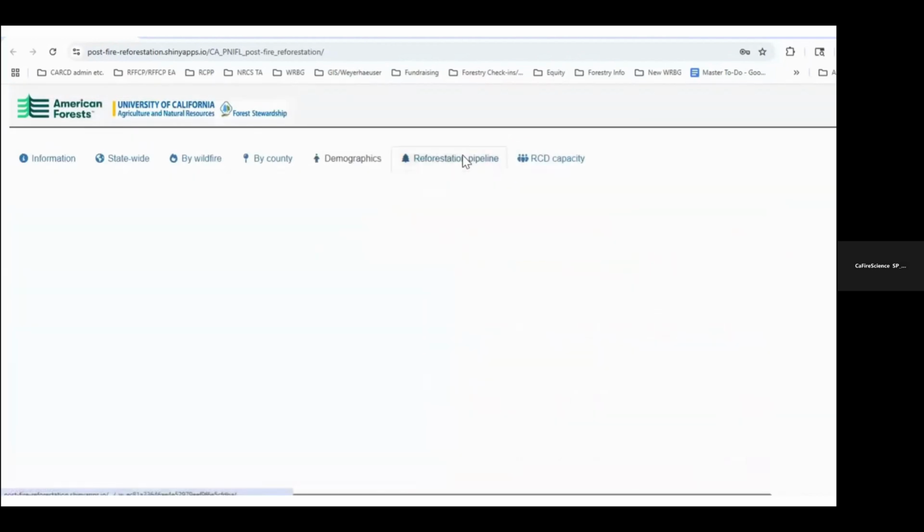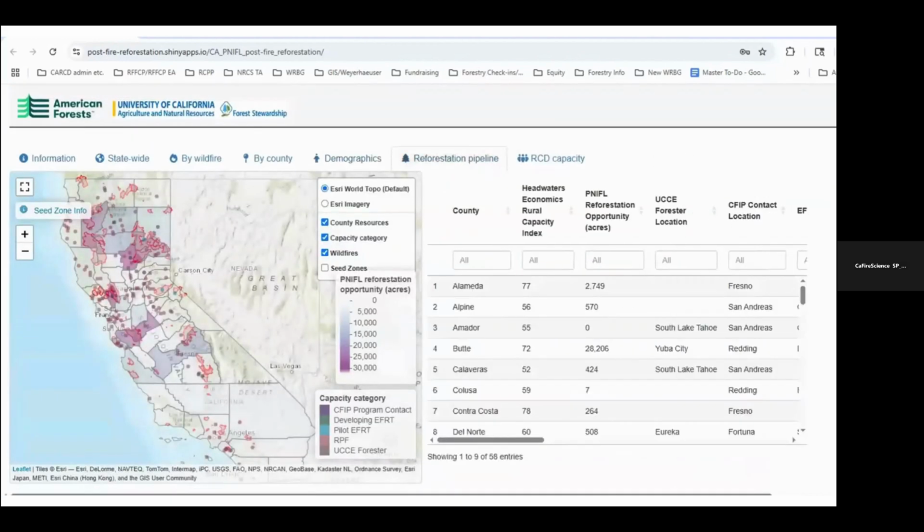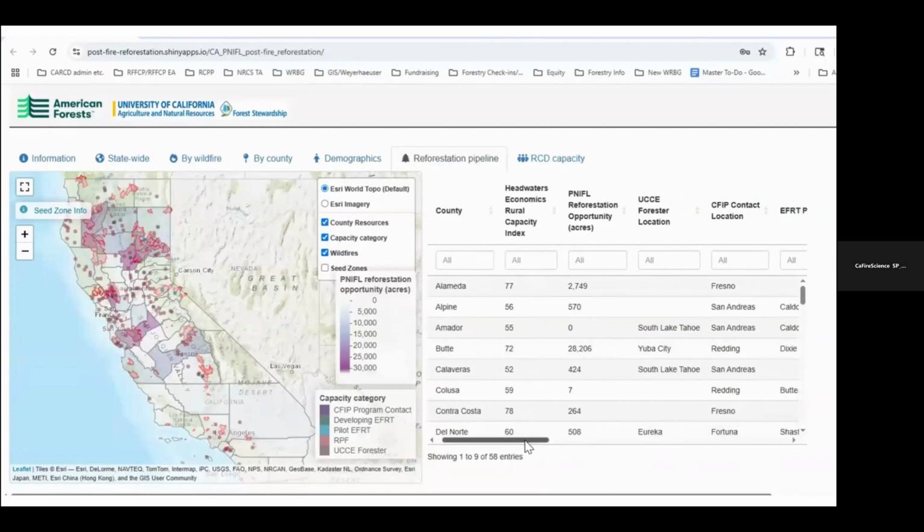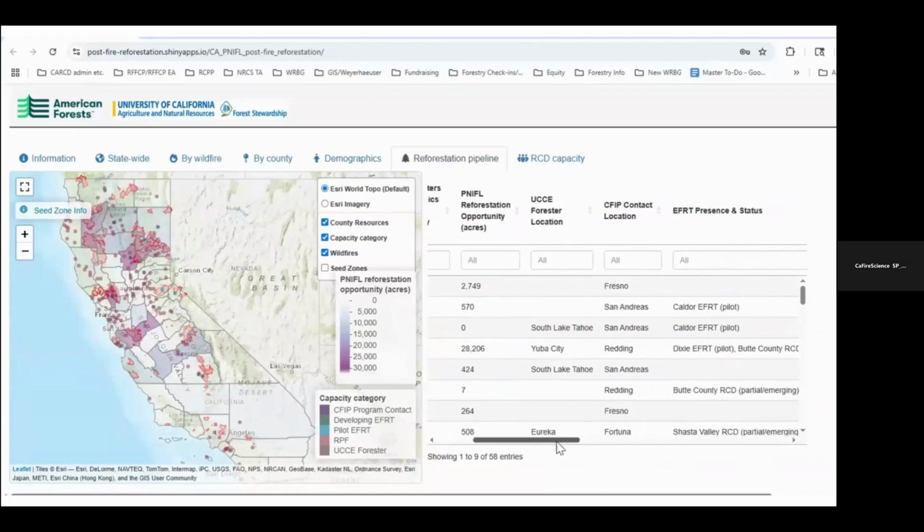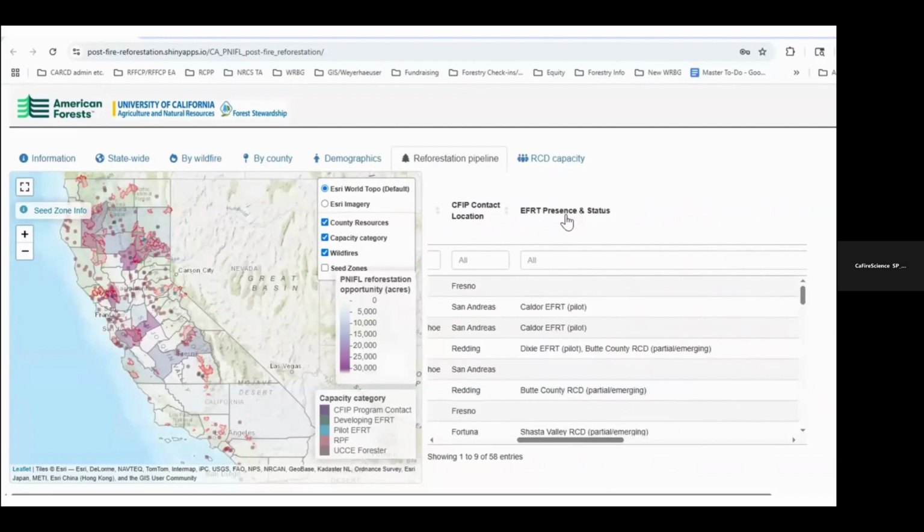Another useful tab for us, moving on to the reforestation pipeline tab. I think this tab would be useful for CARCD in that it enables us to quickly identify the presence of EFRTs right here, which you've likely heard of, but are important collaborative groups, and that's emergency forest restoration teams, if you're not aware.